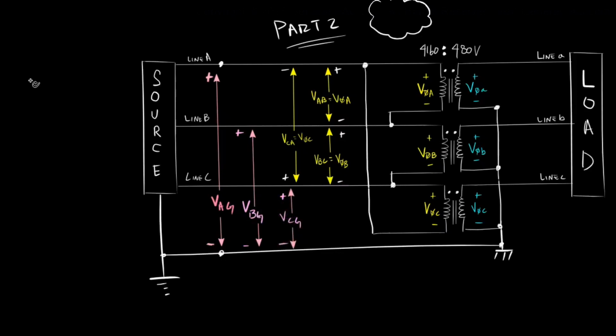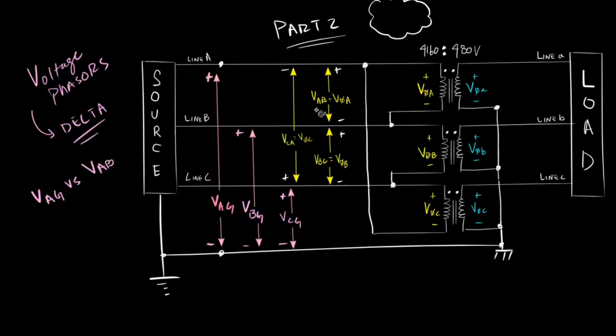Now the trick to understanding voltage phasors for the delta connection is really rooted in understanding VAG versus VAB. VAB is the voltage across line A and line B, which is essentially equal to phase A voltage. So we're talking about the difference between understanding phase A voltage versus VA to ground voltage. Oftentimes this VA to G quantity is also called VAN and is also referred to as this reference quantity.